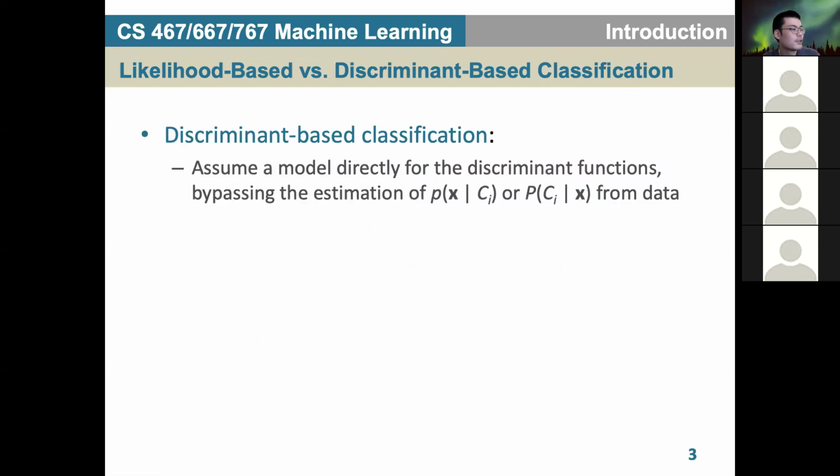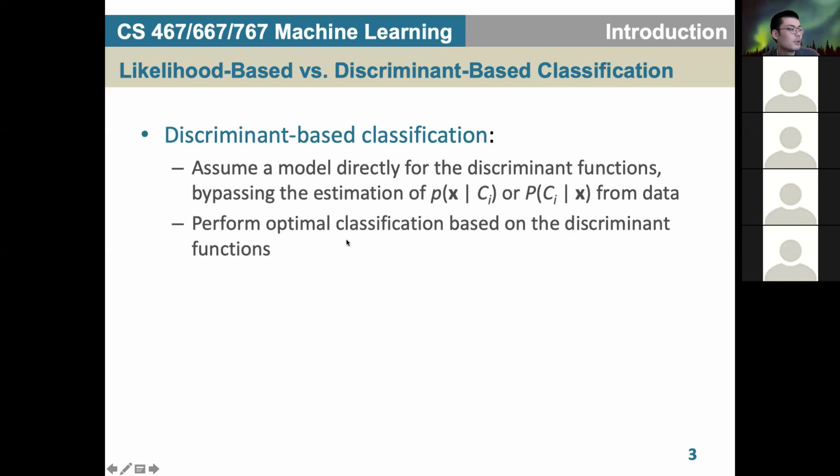So the discriminant function is a little bit different. We assume a model directly. For the discriminant functions, we don't go through the probability model, like the generative probability or the posterior. We just say g_i is of this shape, and then we fit those g_i function parameters. Then when we see x, we compute all of g_1, g_2, g_3 and find the largest one. Let's say g_2, then your x belongs to class 2. This performs optimal classification just based on these discriminant functions.